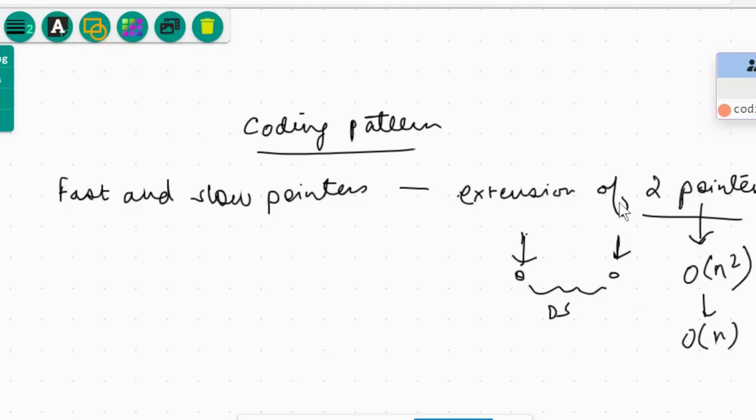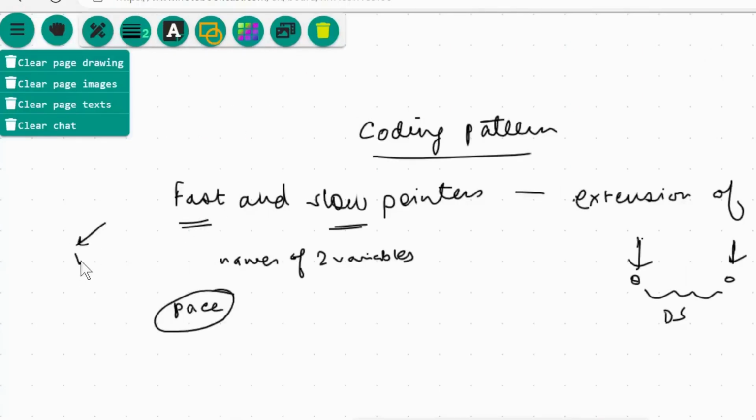That is the biggest advantage of two pointers, and it is also carried forward in all the different flavors of the two pointers technique. So fast and slow pointers are also nothing but the names of two different variables, and this is depicted by the pace at which these two variables are moving. That is why the name is fast and slow. It is also known as hare and tortoise, a famous childhood story that we all have studied. The hare is moving at a faster pace and the tortoise is moving at a slower pace. So the names of the two variables are determined by the speed at which they're moving.